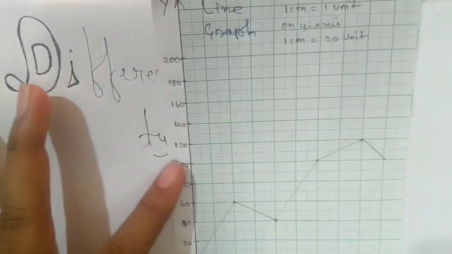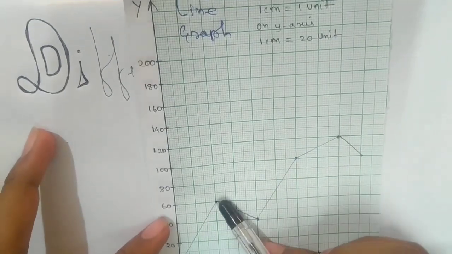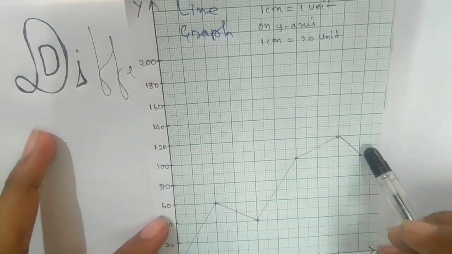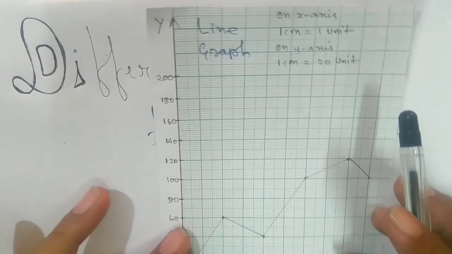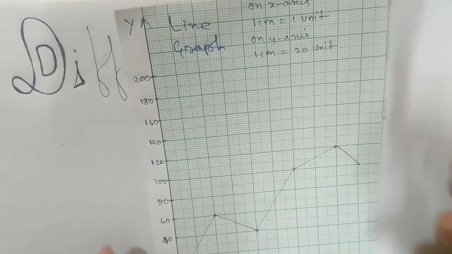So here you can see this is your line graph. There is a line segment, we call it generally. There are lots of different line graphs we have. In physics we use speed, time, distance, velocity. So there are so many line graphs we have.